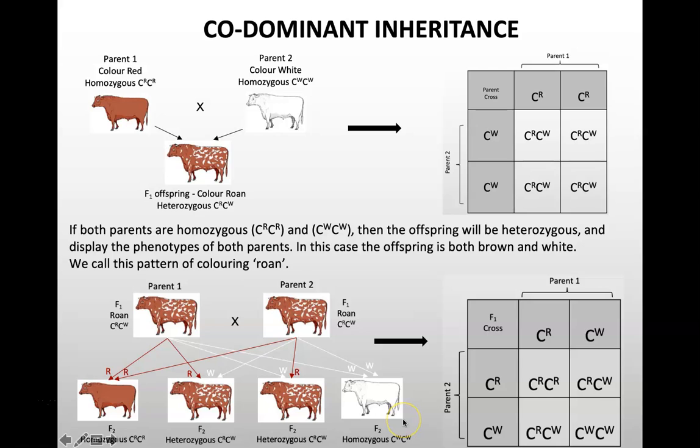And lastly, we have our homozygous white coloured cow with a white allele cross.